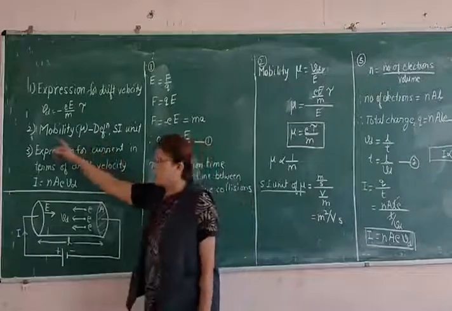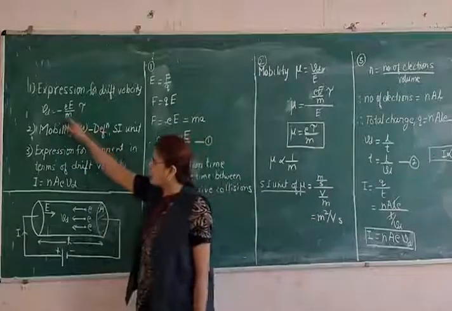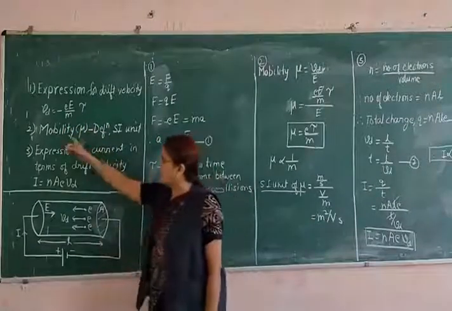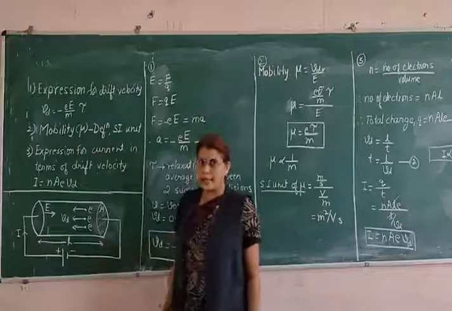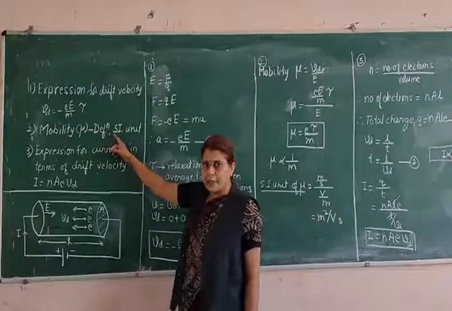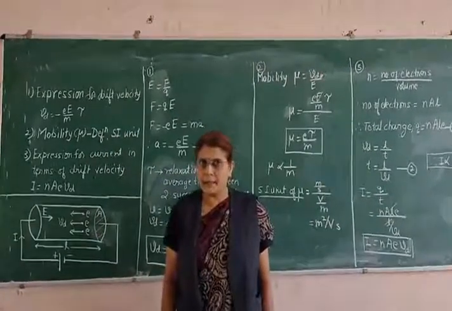The second point which I am going to deal with today is in continuation with drift velocity. Another term related to drift velocity is the mobility of a charge carrier. It is denoted by mu. Let us find out the definition of it and also let us write the SI unit of mobility.